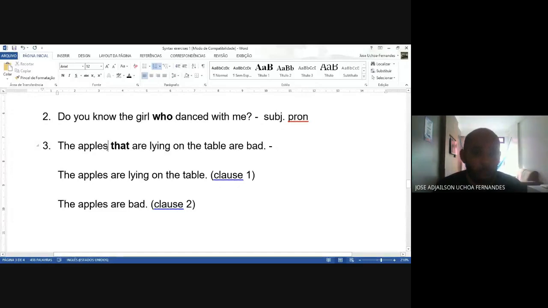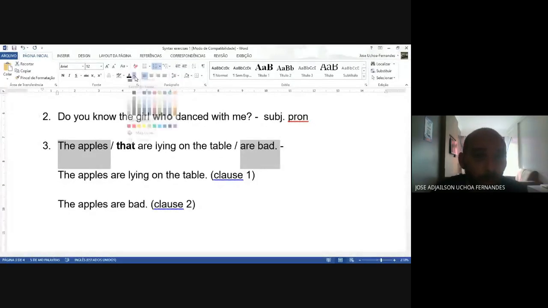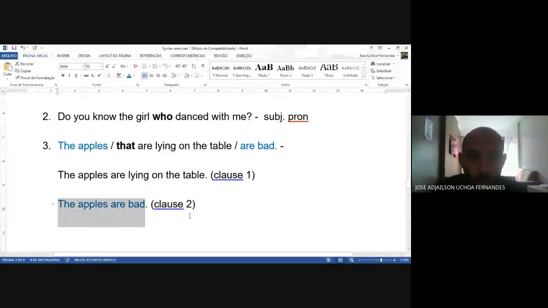Okay, the apples. I want clause number 2. Clause number 2 is in the external. Take a look at this slash. Outside the slashes, the apples are bad. I have exactly clause number 2. Do you agree? The apples are bad. Do you agree with this? So clause number 2 is in the external part.